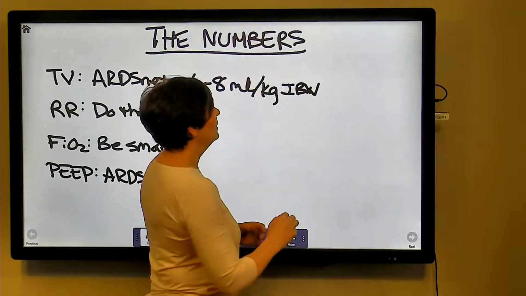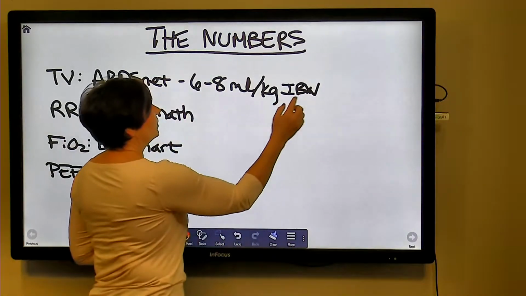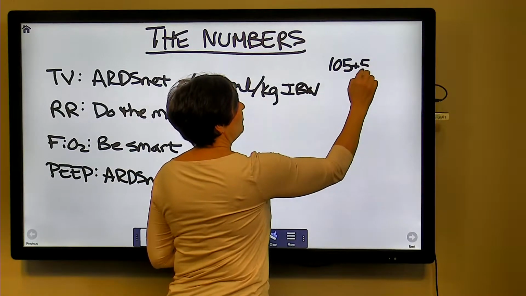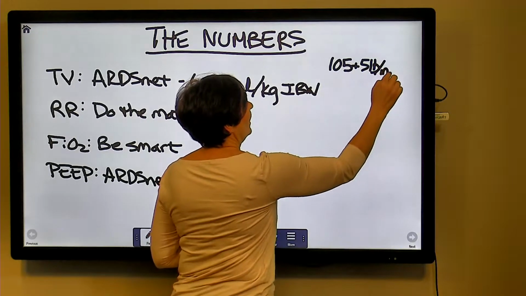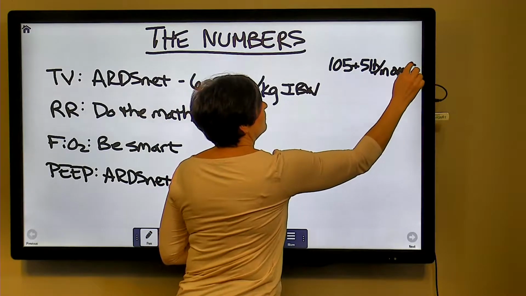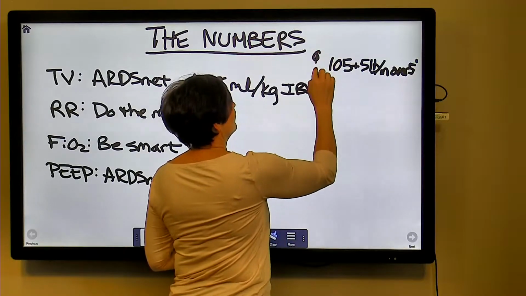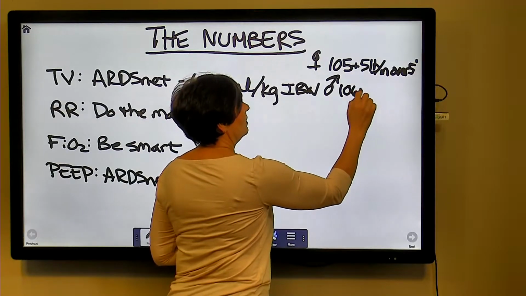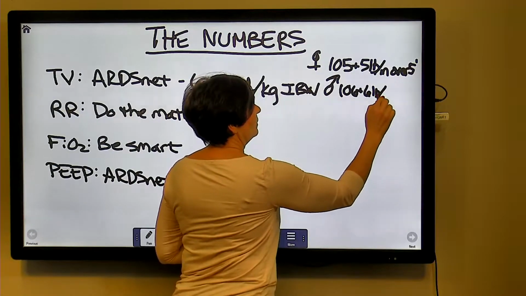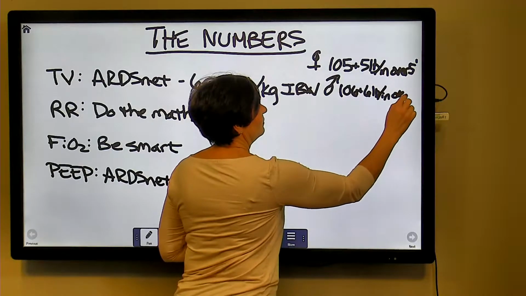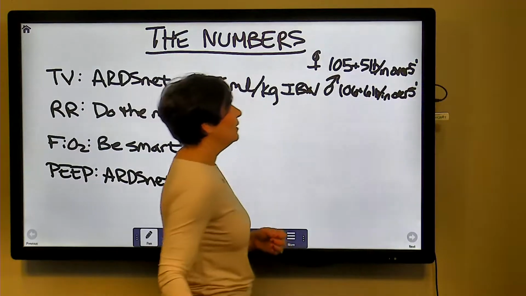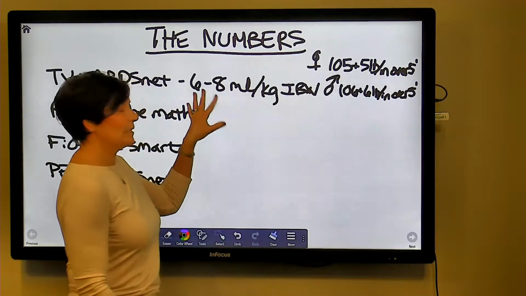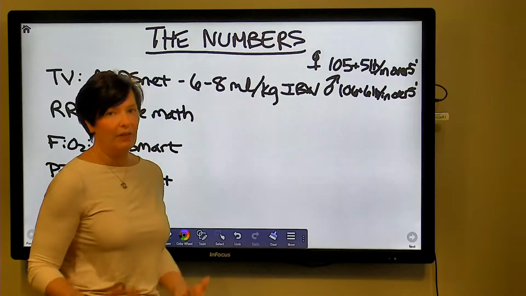Ideal body weight for a female is 105 pounds plus 5 pounds per inch over 5 feet. For a male, that just changes to 106 pounds plus 6 pounds per inch over 5 feet. So we can calculate their ideal body weight and give them 6 to 8 mLs per kilogram of ideal body weight.